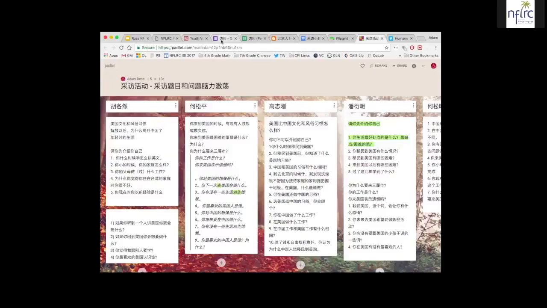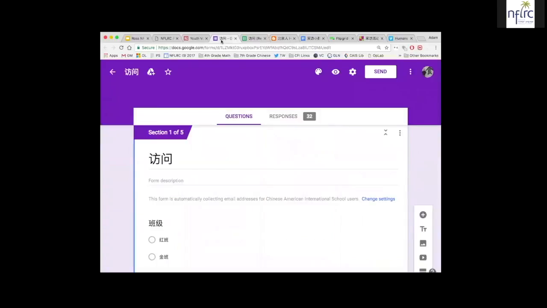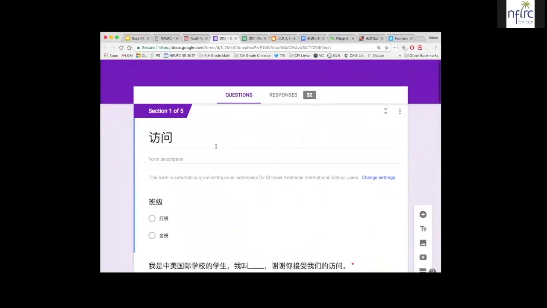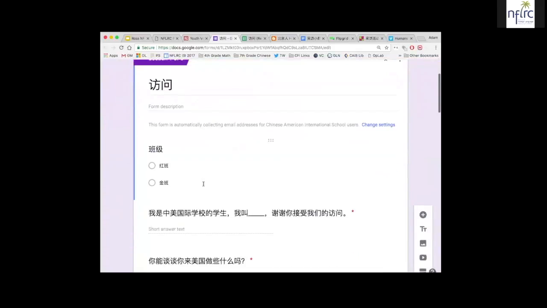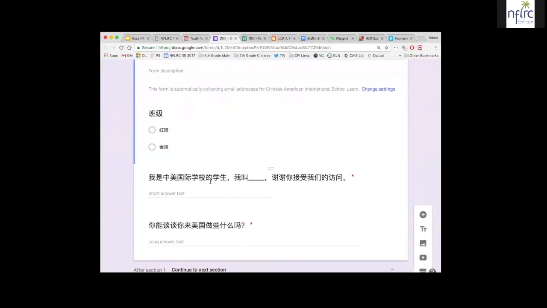Another activity that we did with our middle school students engaging in the same project is to use Google Forms. So again, we created a page here that simply says interview. We ask students to select what section they're in. We give them a little template about how to introduce themselves. So this very first sentence says, 我是中美国际学校的学生，我叫 blank blank blank. 谢谢你接受我们的访问. So I am a student at CASE, the Chinese American International School. My name is, and they say their name. Thank you for being willing to be interviewed by us.